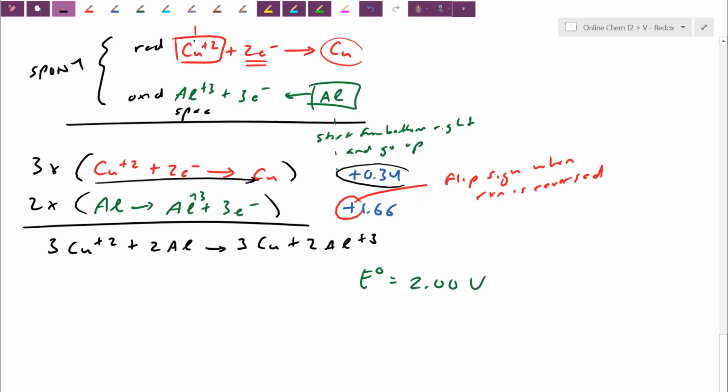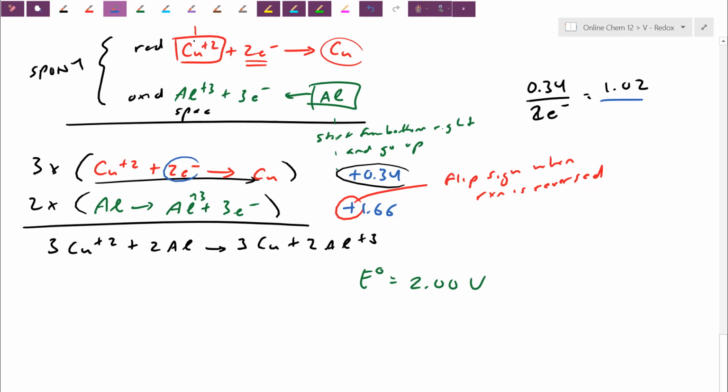Let me put some numbers to this. So if I ran that first reaction once, I get 0.34 for every 2 electrons. That's sort of built into the equation. If I run this equation 3 times, you're right, I am going to get 3 times the voltage. 3 times 0.34, I'm going to get a total voltage of 1.02. But you'll notice when I ran that equation 3 times, I've also tripled the number of electron carriers.